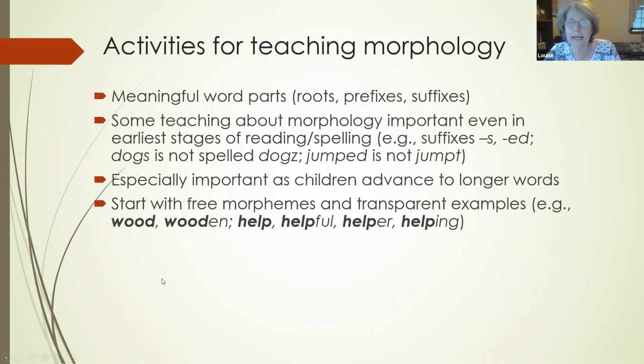So a good way to approach morphology as children get beyond the earliest stages is start with free morphemes. Free morpheme means it's a word that can stand alone, like would or help. And transparent examples. So would, wooden, help, helpful, helper, helping. Transparent examples means, for instance, begin would not be an ideal choice, because then we have begin, begun, began.